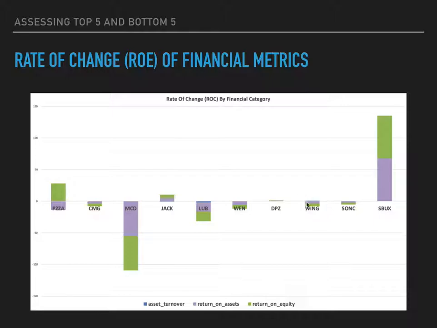which is important because asset turnover is a leading indicator for the other financial metrics, the return on assets and return on equity, to also increase over time. But you would expect asset turnover, sales volume, to be the first one.